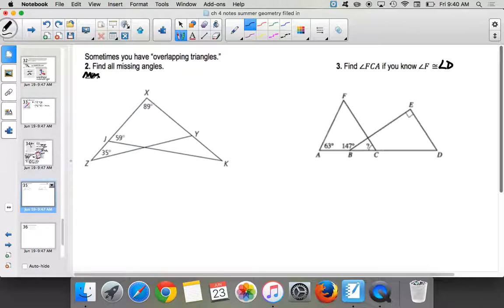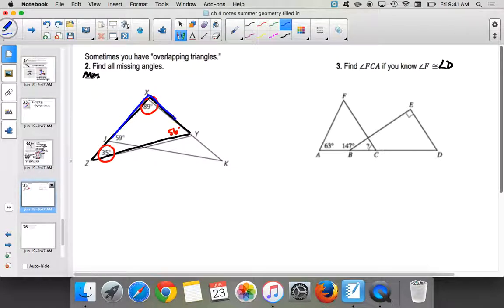Okay, so let's first talk about this triangle right here, XYZ. We have two of the measurements. We have 35 and 89. So are we able to find angle XYZ? Sure. We do 89 plus 35, and we subtract it from 180. We end up getting that this angle is 56 degrees. You see how we're going to do this?